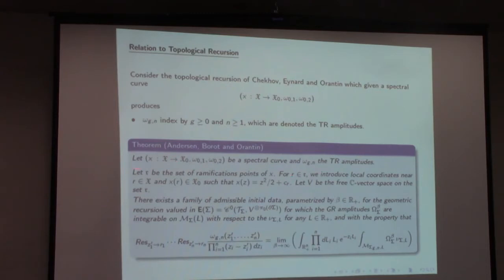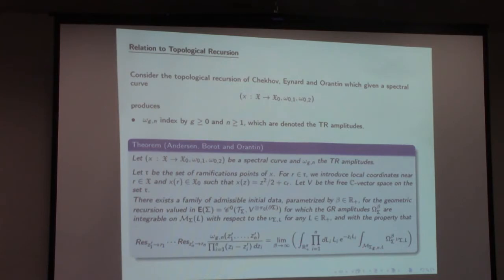For every R, you pick local coordinates near R in such a way that the holomorphic coordinate near R is simply z goes to z squared over 2 plus some shift. Then you let V be the free vector space on the ramification points. Then the theorem says there exists a family of admissible initial data parameterized by some real number beta in R plus, such that you can use the target theory, which is continuous functions from Teichmüller space to V tensor power the number of boundary components. And the GR amplitudes, for the initial data specified by the curve here, are integrable over moduli space. When you perform the integrals, they give you exactly the same as these residues on the topological recursion side. And notice this is a Laplace transform on the outputs of the integrations.